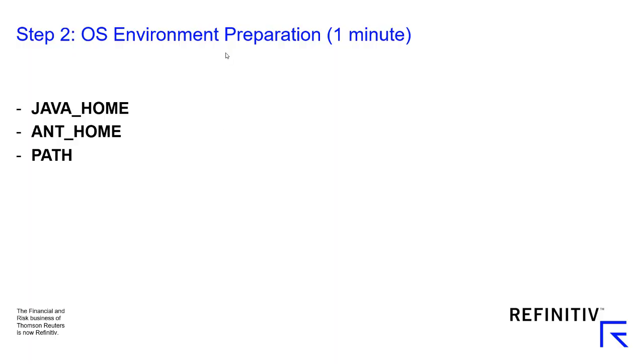Step 2. Prepare the OS environment variable. We will add JAVA_HOME and ANT_HOME variables and point them to the Java and Ant folders. We will also add the Java and Ant binary paths to the path variables.